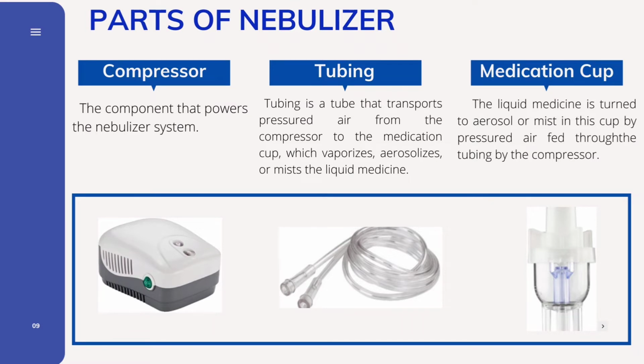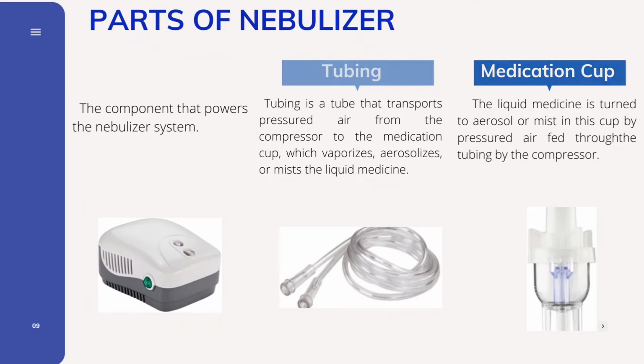Second, we have the tubing. It is a tube that transports pressured air from the compressor to the medication cup, which vaporizes, aerosolizes, or mists the liquid medicine. Third, we have the medication cup. In this part, the liquid medicine is poured into this container. The liquid medicine is turned to aerosol or mist in this cup by pressured air fed through the tubing by the compressor.